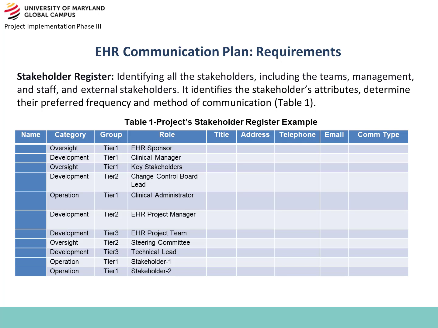One of the baseline requirements of the communication plan is to just understand who's who in the zoo. And by putting together something called a stakeholder register, it identifies everybody, what their roles are, what group they're in, what category, the details of how you communicate, the telephone, address, email, and what preferred type of communication they have. So the stakeholder register is the best way to establish the requirements for communicating.